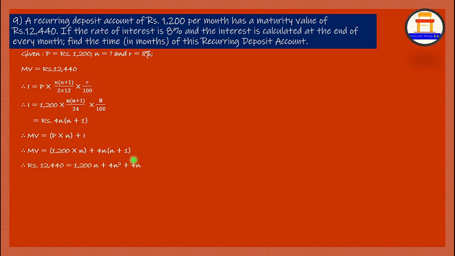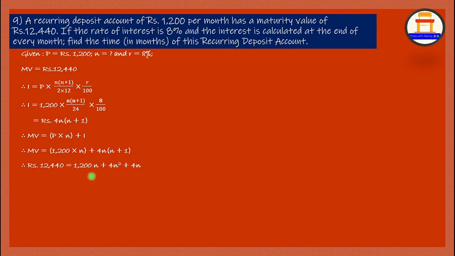Upon simplifying, we get this as the answer. Maturity value also we are substituting, as they have given it in the question. We are aware of the maturity value, so we are going to substitute over here. Later on, upon removing the brackets, we get a quadratic equation form.